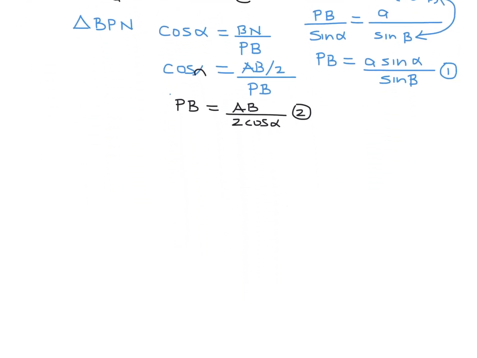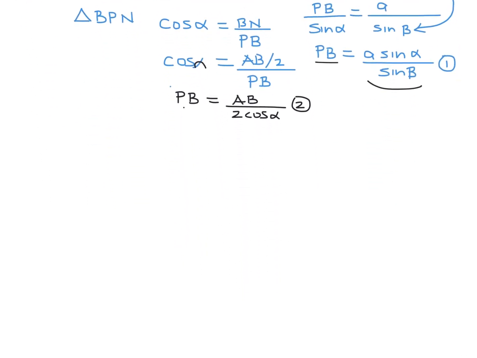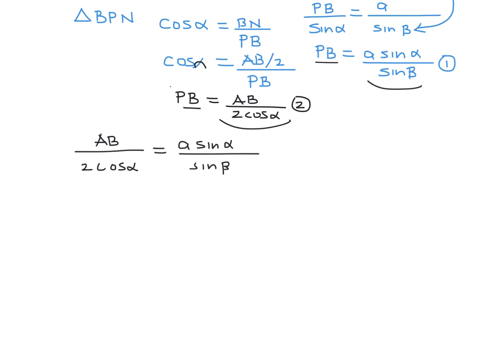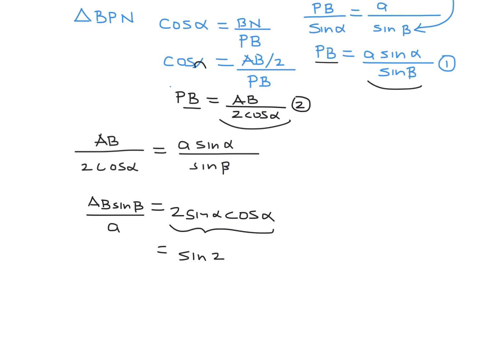Let's move this up. Now PB is equal to this, PB is equal to this. That means those two must be equal to each other. So that means AB over 2 cos of alpha is equal to A sine alpha over sine beta. If we cross multiply, we get 2 sine alpha cos alpha. And on this side, we'd have AB sine of beta over A. Well, this, from our trig identities, is the sine of 2 alpha.